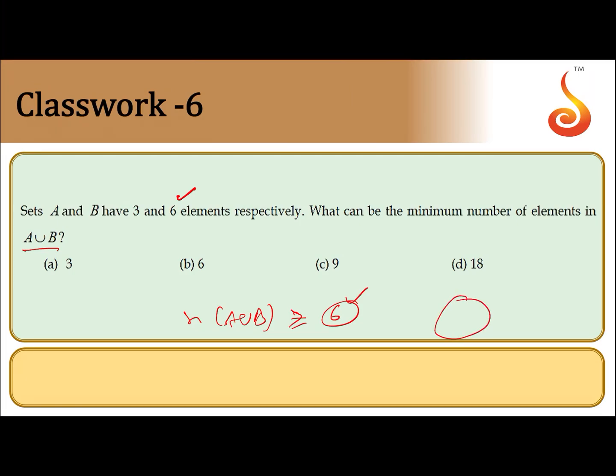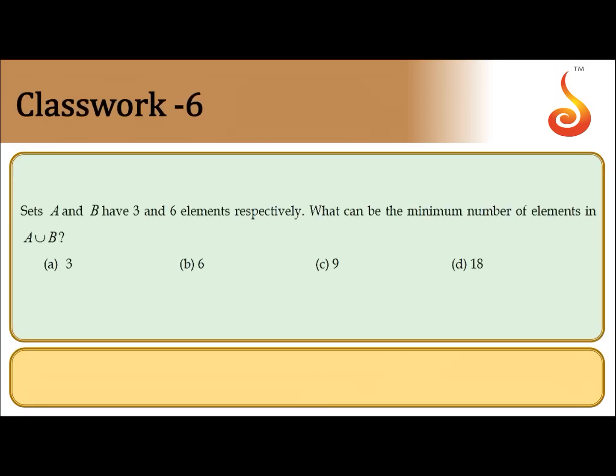Even if A and B have an intersection, or they are disjoint, suppose they are disjoint, these are the 3 elements and 6 elements. They may have common elements, but the minimum union is these two. So definitely the minimum value is 6.